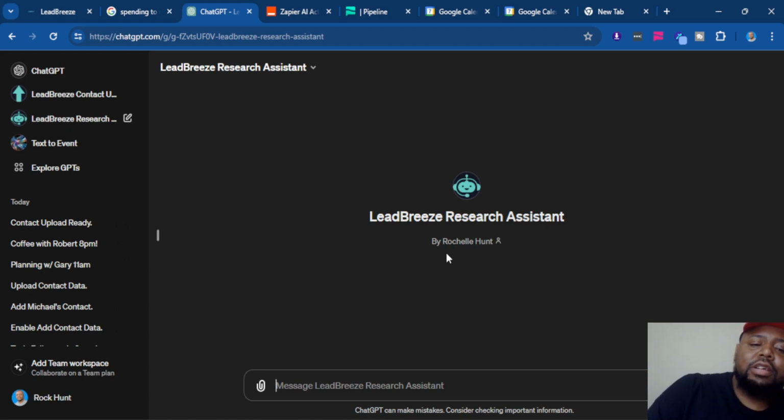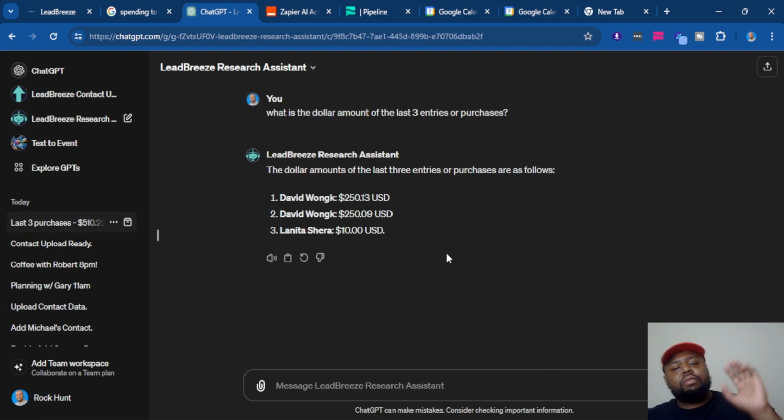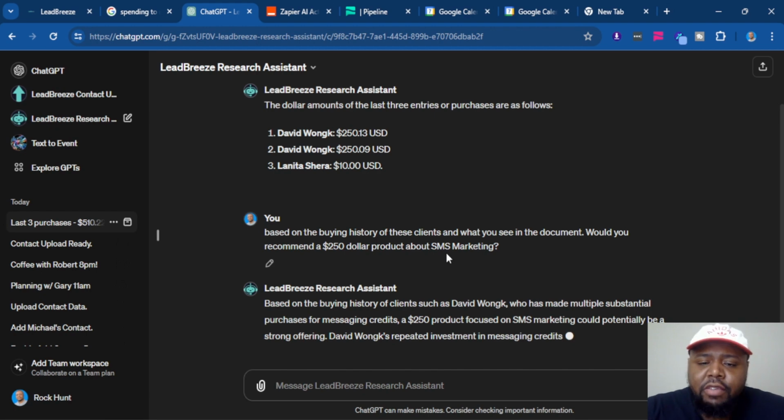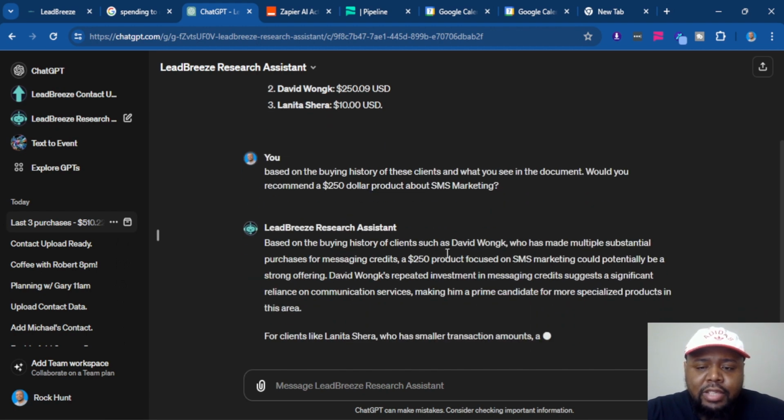Let's take a look. Say, what is the dollar amount of the last 3 entries or purchases? Boom. So it showed the last 3. Just like that. We're going to ask it another research question. Based on the buying history of these clients and what you see in the document, would you recommend a $250 product about SMS marketing? So pretty much based on this individual, they made a lot of purchases for SMS credits.